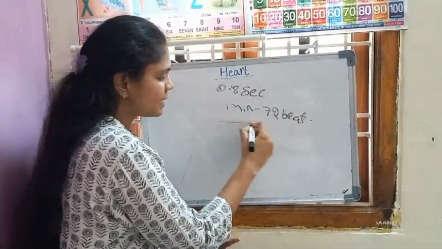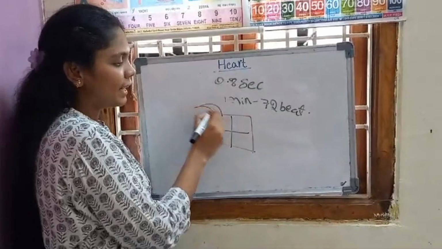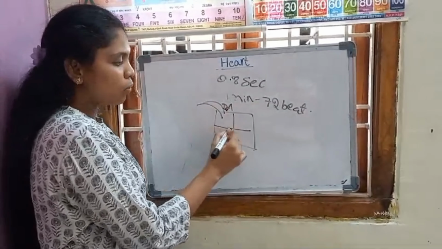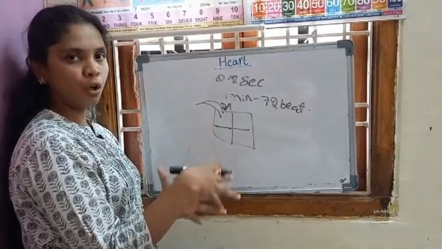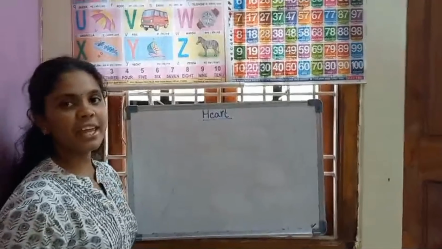Actually, the cardiac cycle is nothing but what we are discussing: how the oxygenated blood enters towards the right atrium, and how the tricuspid valve will be open and remain closed. This is your cardiac cycle. That's it for the heart.